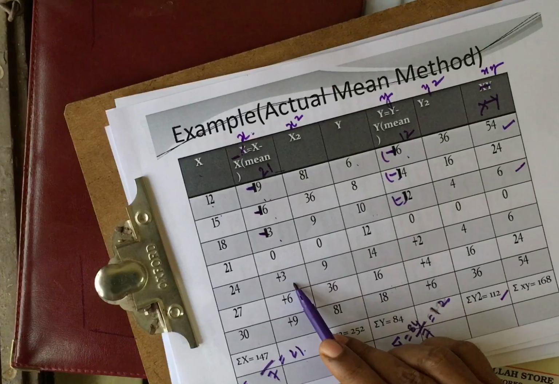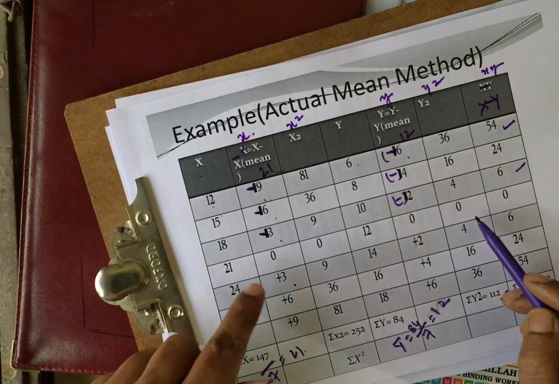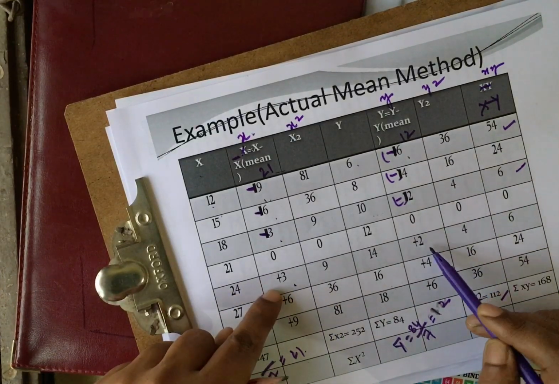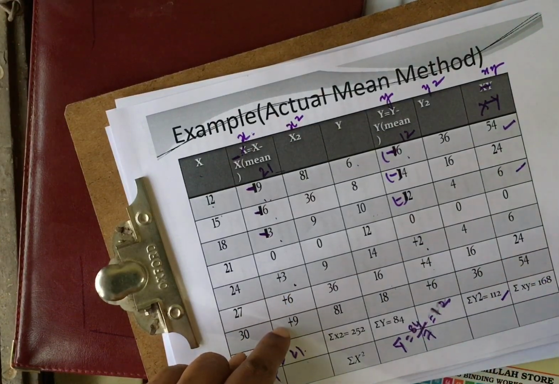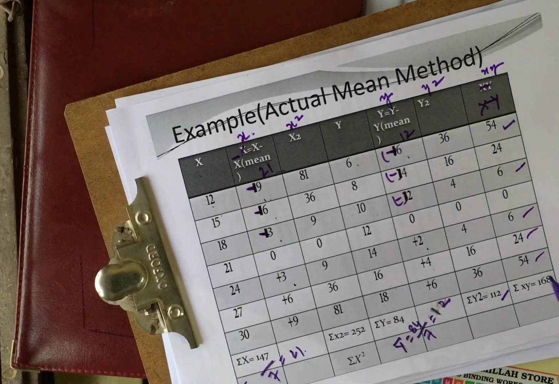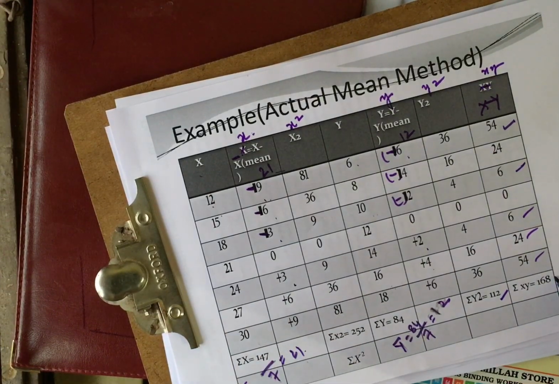The same way 3 into 2 is 6, 6 into 4 is 24, 9 into 6 same. So this total, if you are taking, is 168.